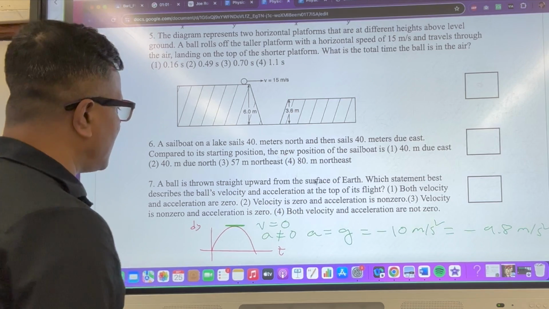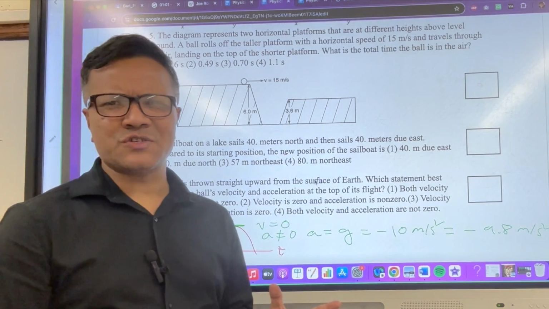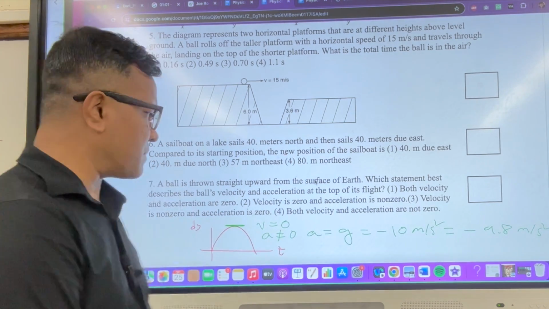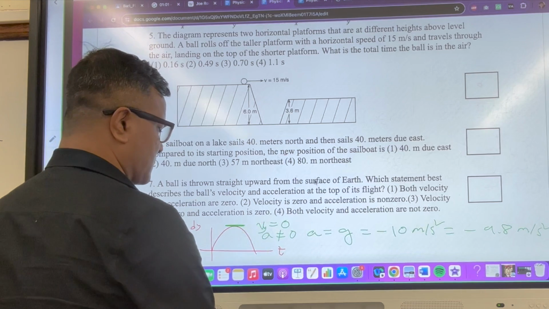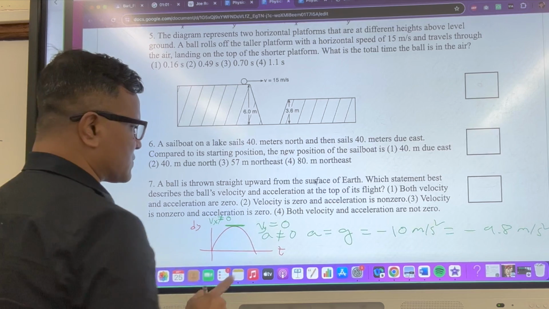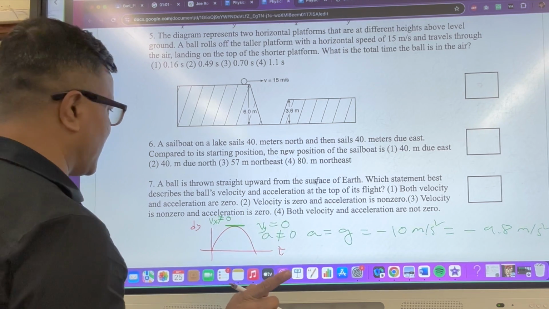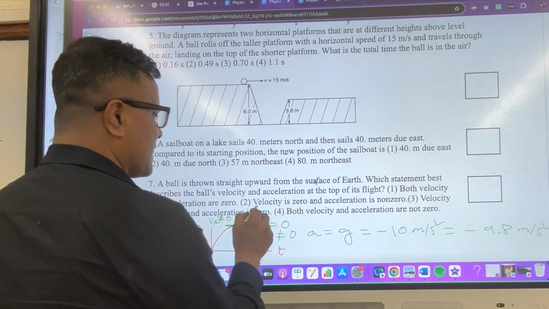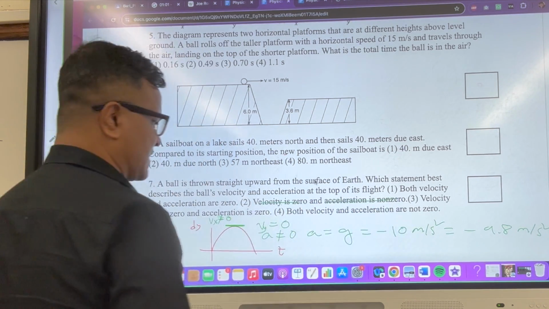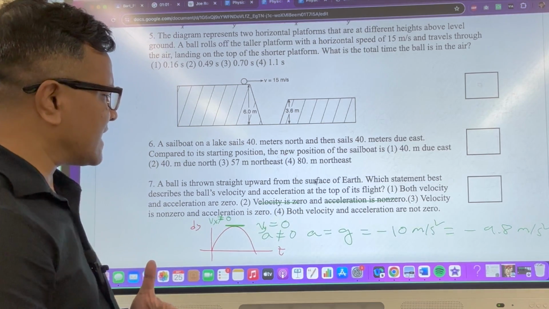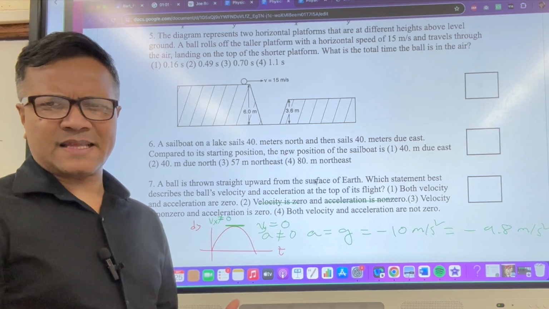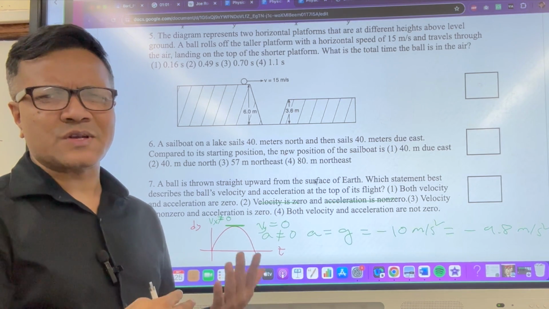Number 7, the Regents Physics should have been more careful writing this type of problem, because this Vy is 0, right? Vx is never 0. Even over here, Vx is never 0. So the question should have been: velocity in the y direction is 0 and acceleration is non-zero. That's velocity in the y direction is 0, or vertical velocity is 0, and the acceleration is non-zero. That's how it should have been.